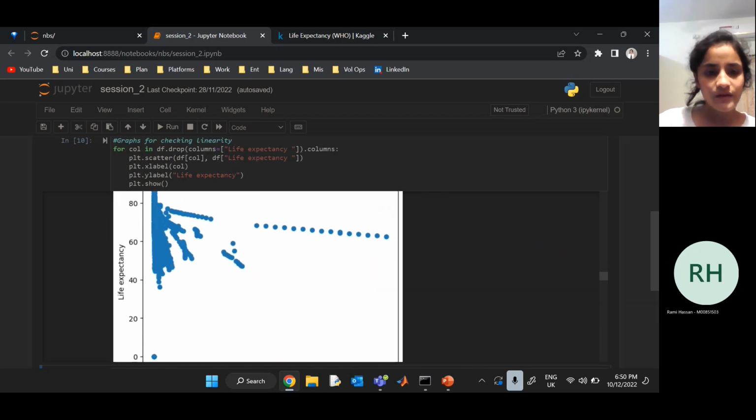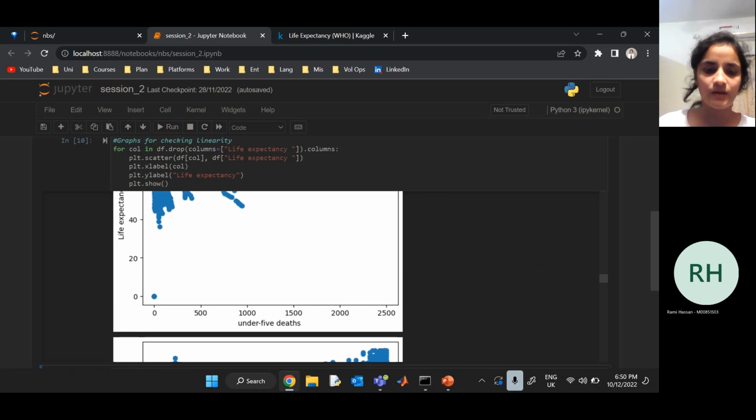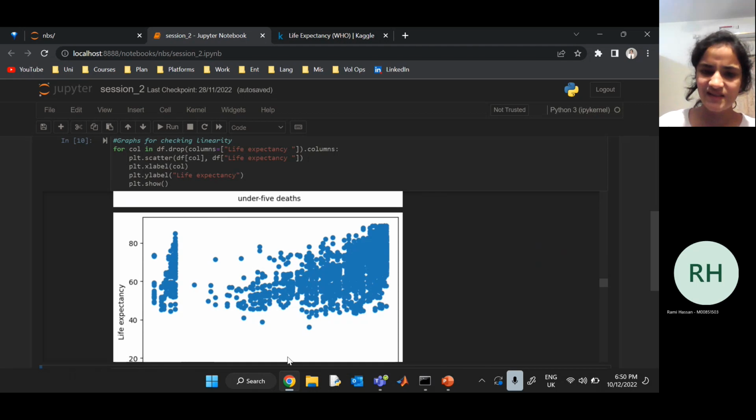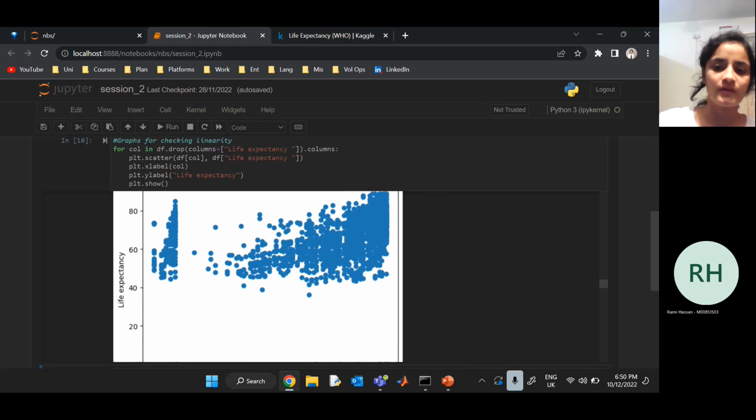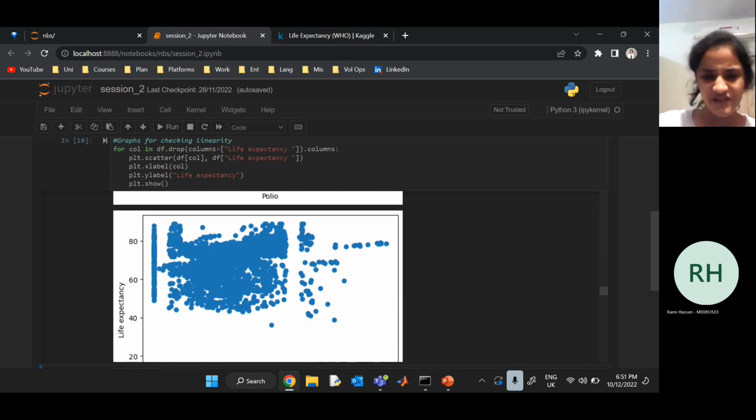BMI. You can see a negative slope sort of over here. It's with respect to under-5 deaths, of course, negative slope. Here it's slightly linear, you can say, positive slope. That is with polio. Yeah. Okay, it's scattered over here, developing. The ones who have done it, life expectancy is more crowded on the top. It's good. This is quite scattered.